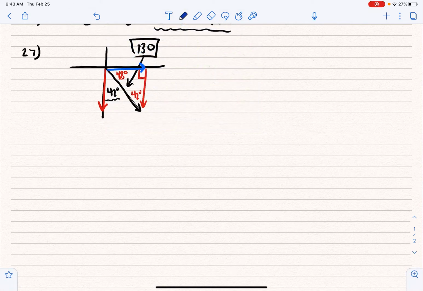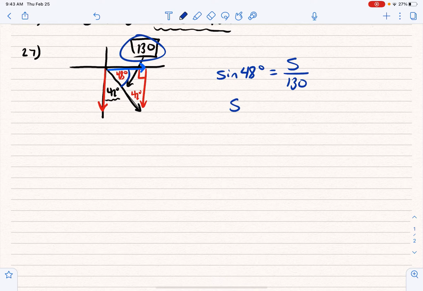So we're using the hypotenuse because the hypotenuse is the 130. So I can say that the sine of 48 degrees, notice I'm looking at it from this perspective right there, is equal to opposite, which is how far south, over hypotenuse, 130. So therefore, how far south is equal to 130 times the sine of 48 degrees. All right. What else? So then plug it in my calculator, 130 times the sine of 48. And I get that that's about 97 kilometers.